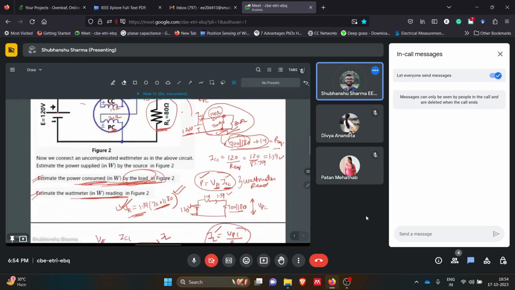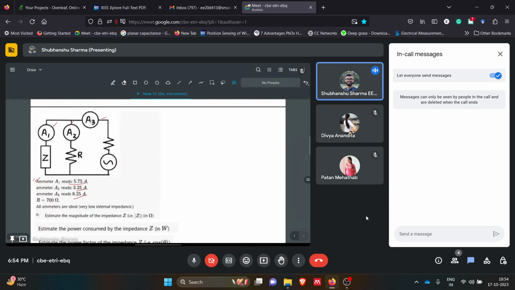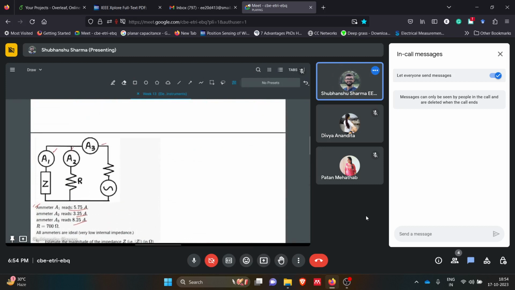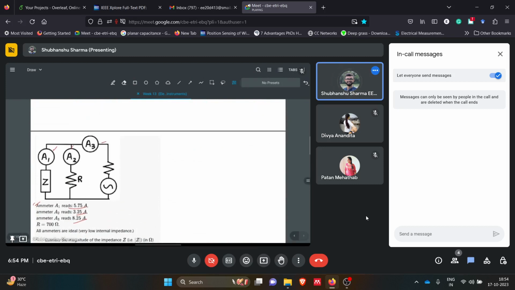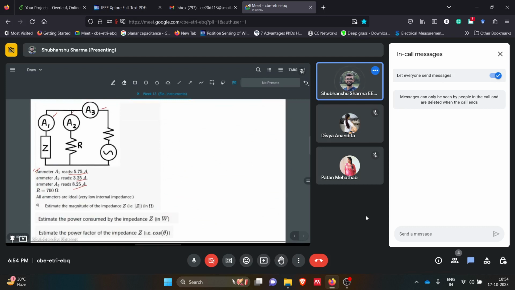So now, that was for these different wattmeter connections and all those things. Then we have these three types. Another type of question has three ammeters, and the problem with this question is that we don't know this Z, whether that is an inductor in series with R, or only an inductor, or a capacitor in series with R, or parallel. We don't know anything about this thing.